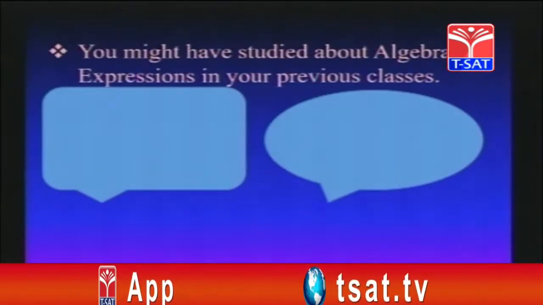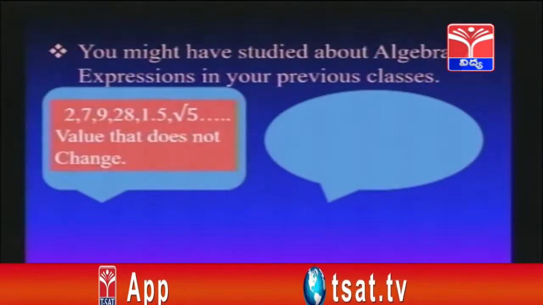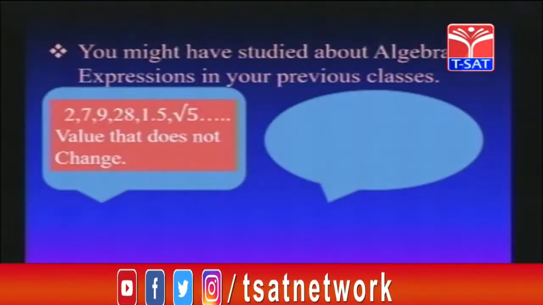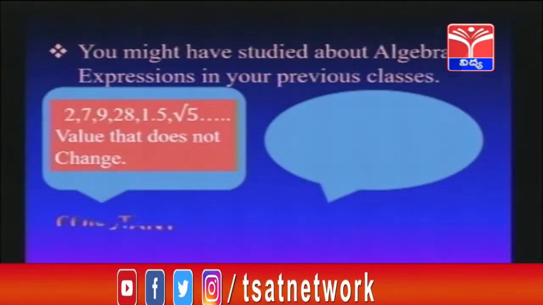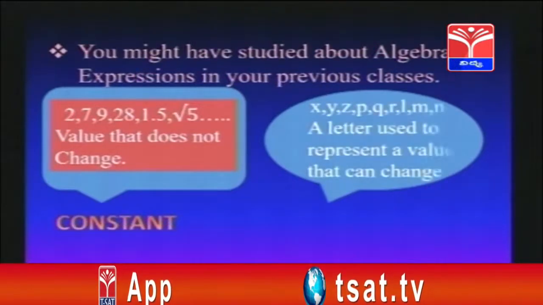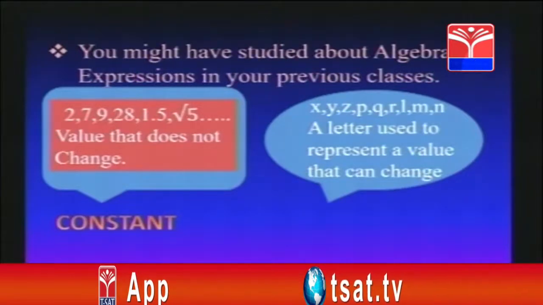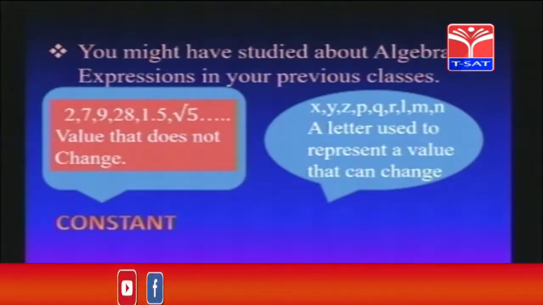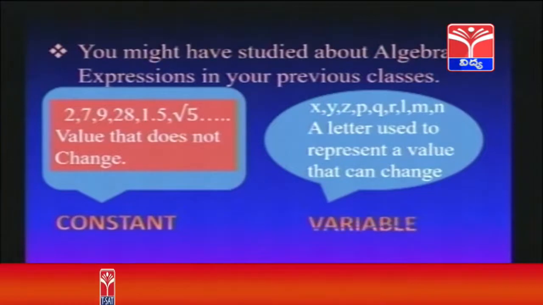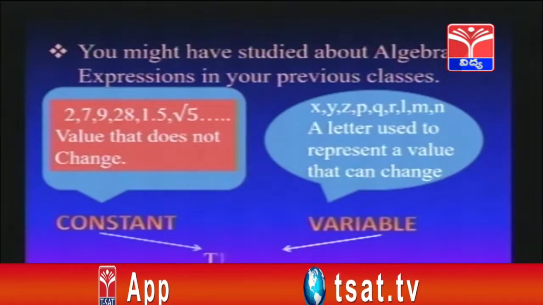So let us review this. As you can see, 2, 7, 9, 28, 1, 5, root 5, etc. are the values that do not change. So these are called constants. And x, y, z, p, q, r, l, m, n are the letters used to represent a value. So these are called variables. And these constants and variables combine to form terms.